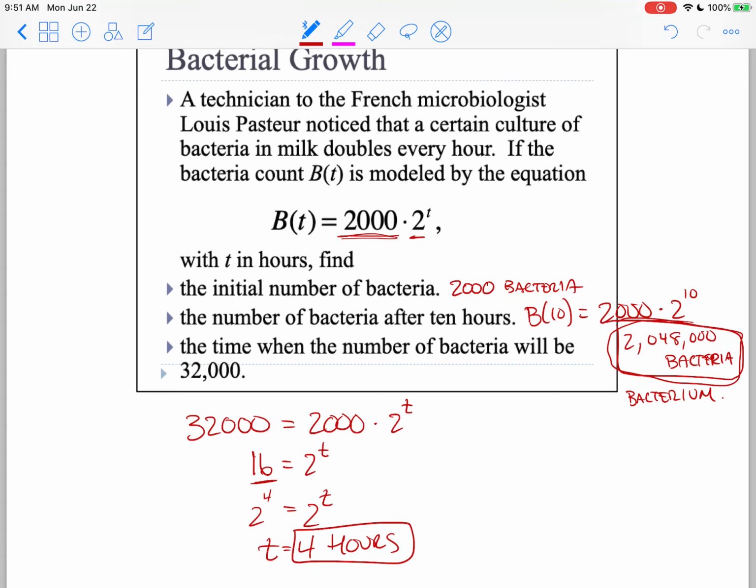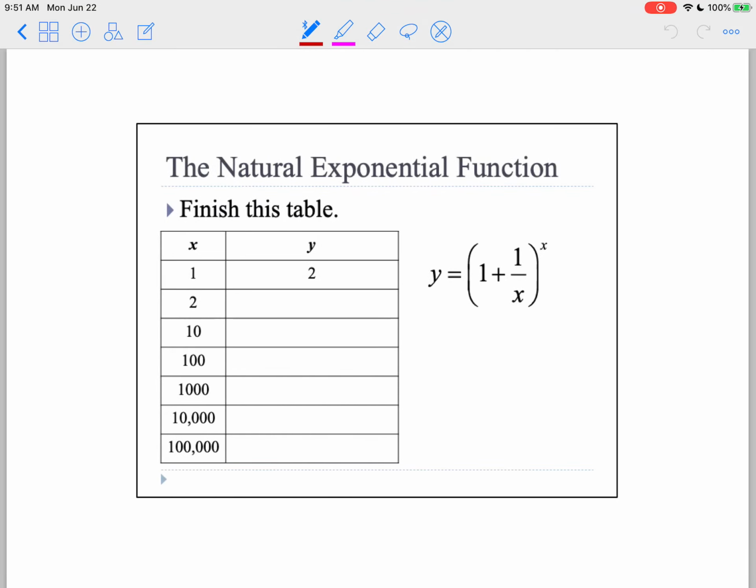So this is a great example. This is very simple. This is doubling. Half-life examples with radioactive materials are very similar in that you're multiplying by 1/2 over and over again, so that's an exponential. But the real number that as a base helps us deal with natural processes in the world is called the natural base.